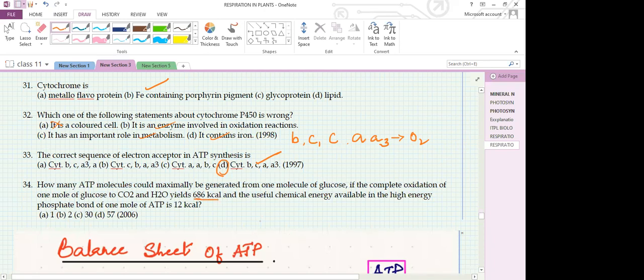Is it 57? Yes, it is 57. How did you calculate? 686 by 12. One mole of ATP is 12 kilocalories, so 686 divided by 12 is about 57. So the rounded off number is this one. This is the answer. We are done with some of the questions.